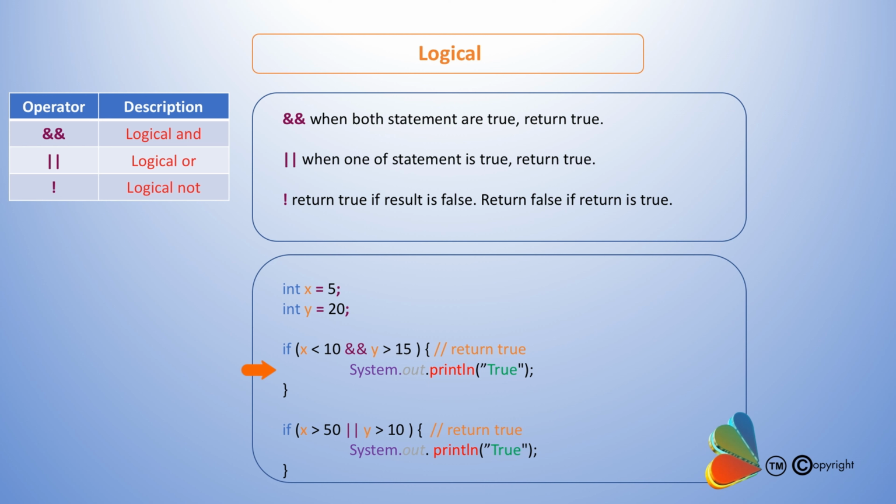be executed. Print true. If the value of x is greater than 50 or y is less than 10, when one of the statements is true, the following code will be executed. Print true.